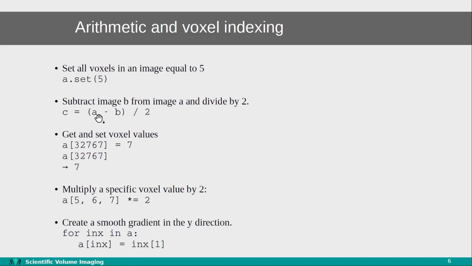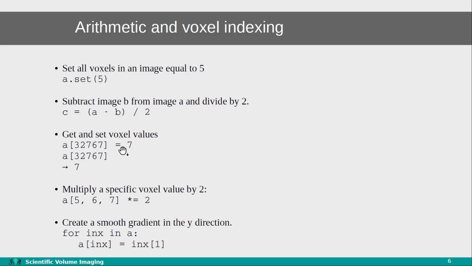So in this example, we take an image A, we subtract an image B, and divide it by 2, and put the result in C. And this will just be performed on a voxel by voxel basis. So for each individual voxel, this operation will take place.